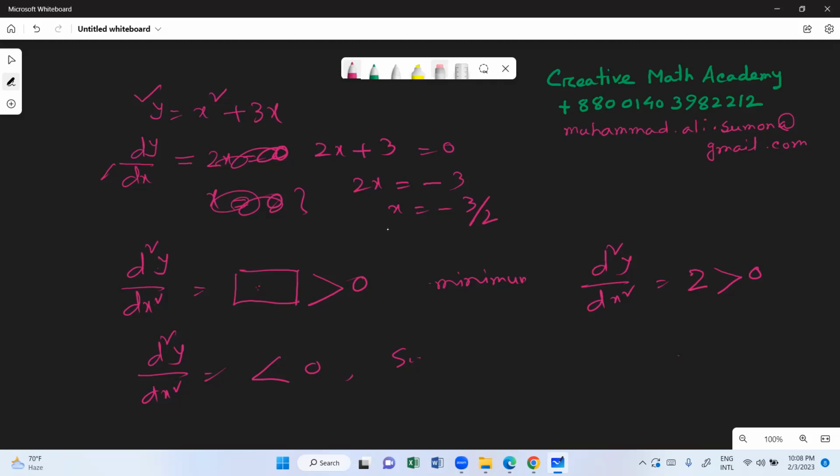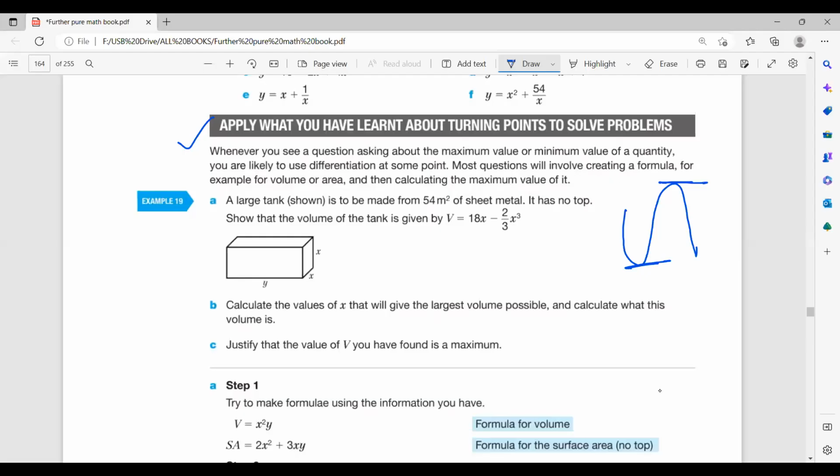But what we learned from this maths is that whenever you see a question asking about the maximum value or minimum value of a quantity, you are likely to use differentiation at some point. Most questions will involve creating a formula, for example for volume or area, and then calculating the maximum value of it. Please observe this example, example 19.